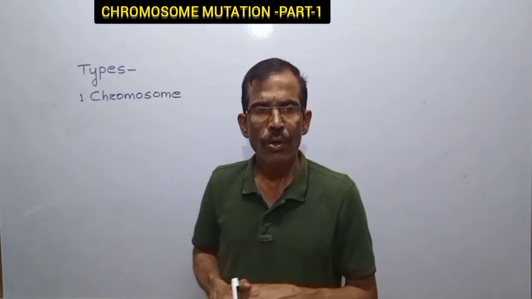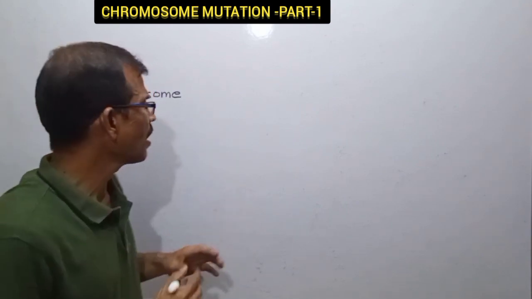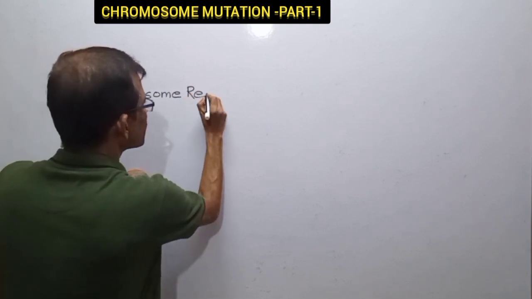Chromosomal mutation, also known as chromosomal aberration, refers to the large-scale variation involving a change in chromosome structure, change in the number of whole chromosomes or whole chromosome sets. Chromosomal mutation can be grouped into three basic categories. They are: number one, chromosome rearrangements.